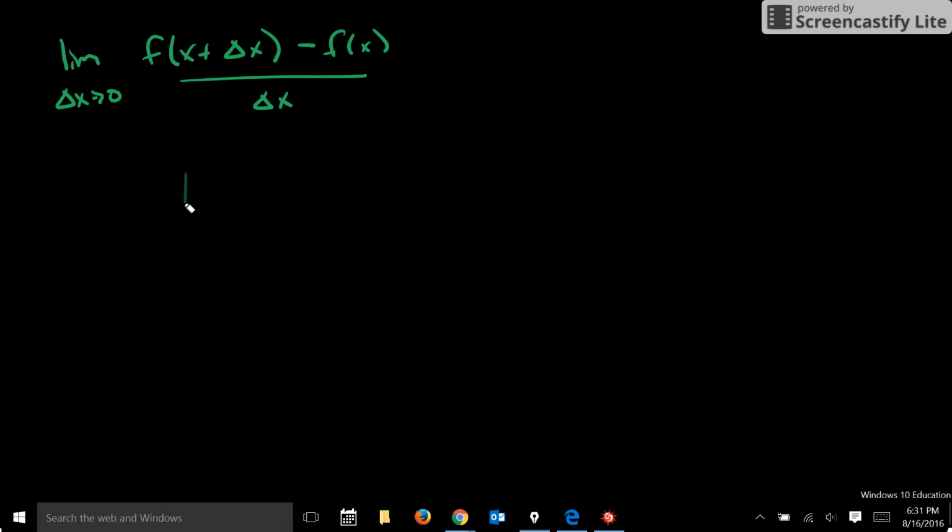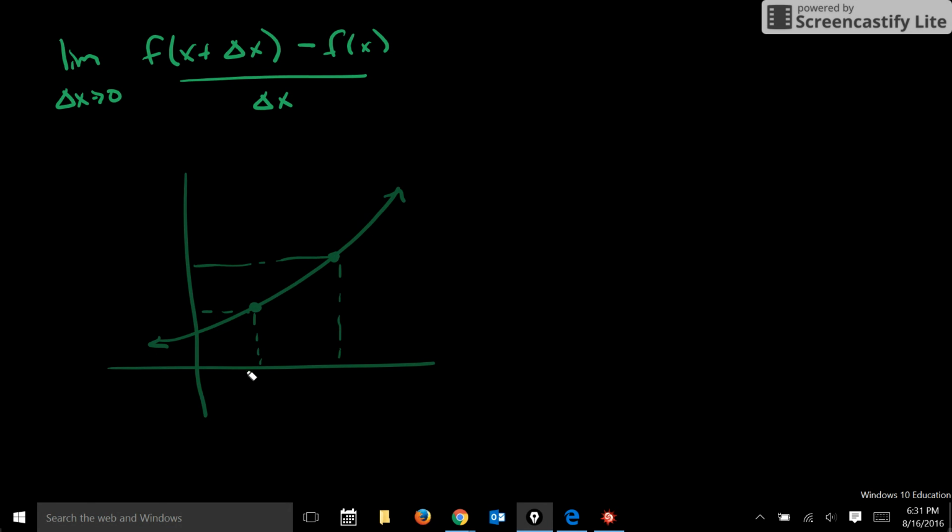So let's draw a graph with a nice curve. All right, and let's define some points here. So if I say that this is x, then I can say that this is x plus delta x because my distance is delta x, right? Similar thing here. Because this is x, I can say that this is f of x. It's like the fancy version of saying y. So it's x, the corresponding coordinate is going to be y or f of x. And same thing here, this is just f of x plus delta x.